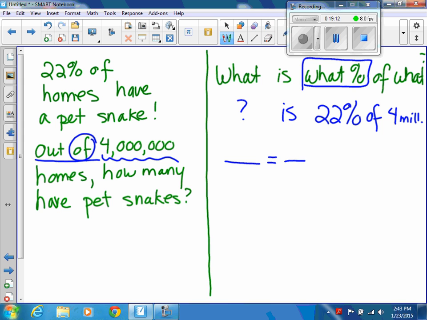So let's use our percent proportion. We know that is my is over of. Of is 4 million. I'm going to write it out like this. And we know that the percent was 22 over 100. Okay? All right, so let's do our multiplication. We have 100x, because remember it's this times this, is equal to 22 times 4 million, which is going to give me 88 million.